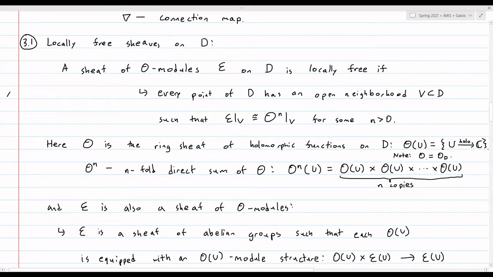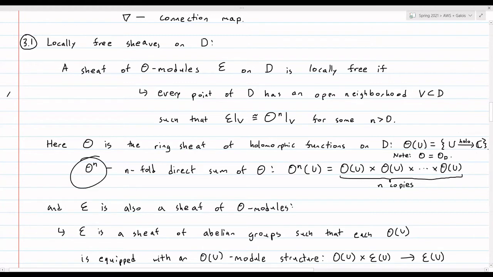I'm suppressing the subscript D here because it's annoying to write OD everywhere. I'm just going to write O, and that stands for OD, the sheaf of holomorphic functions on open subsets of D. So this is a ring sheaf. What does it mean? This set is actually a ring. You can take holomorphic functions and add them together, and multiply them together, and still stay in this ring of holomorphic functions. So this is assigning to each open set a ring. So it's a ring sheaf.